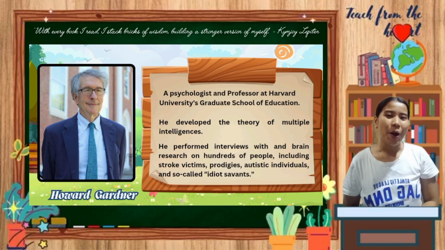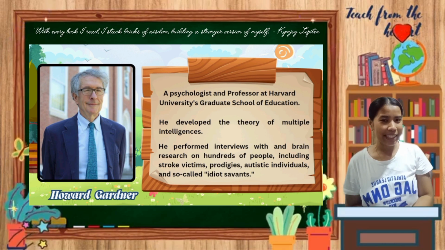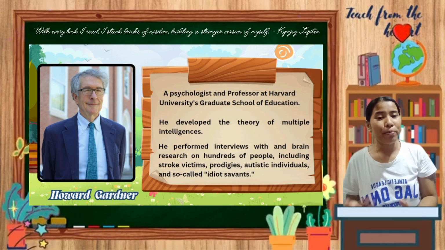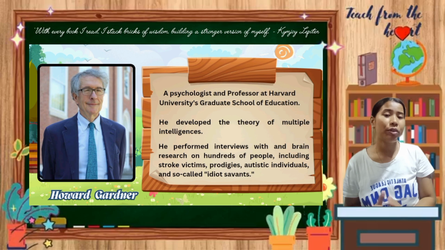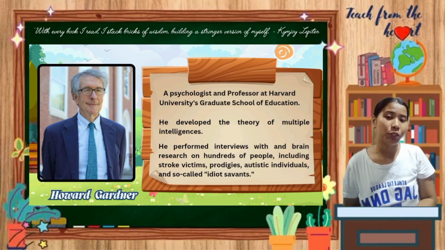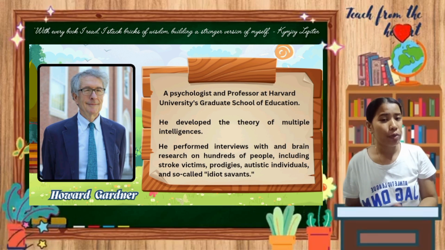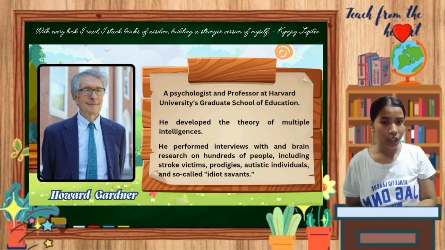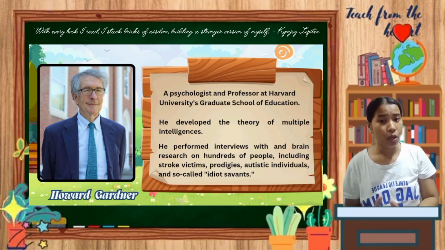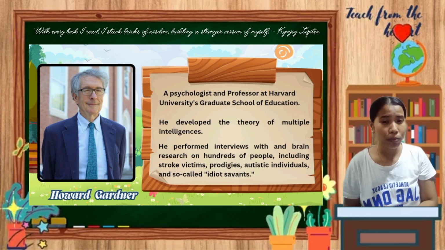Next, we have Howard Gardner. He is a psychologist and professor at Harvard University's Graduate School of Education. Based on his study of many people from many different walks of life and professions, Gardner developed the theory of multiple intelligences. He performed interviews with and brain research on hundreds of people, including stroke victims, prodigies, autistic individuals, and so-called idiot savants. And he found out that there's more than one way to be smart.